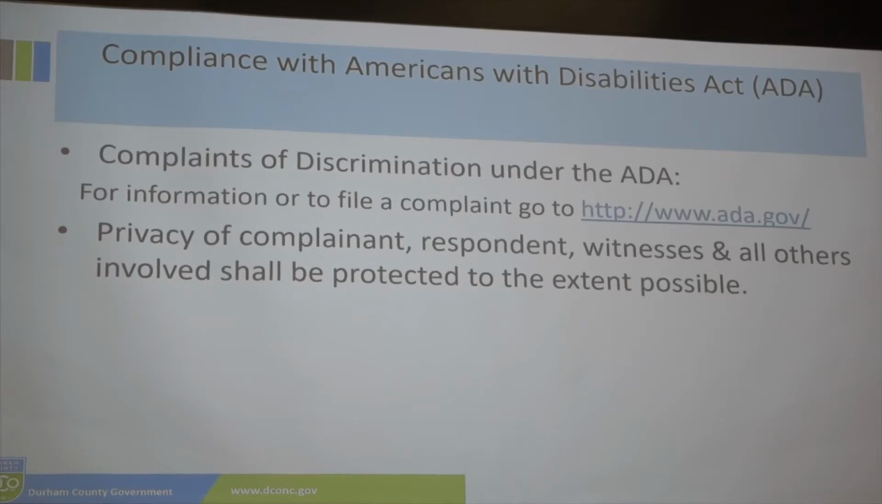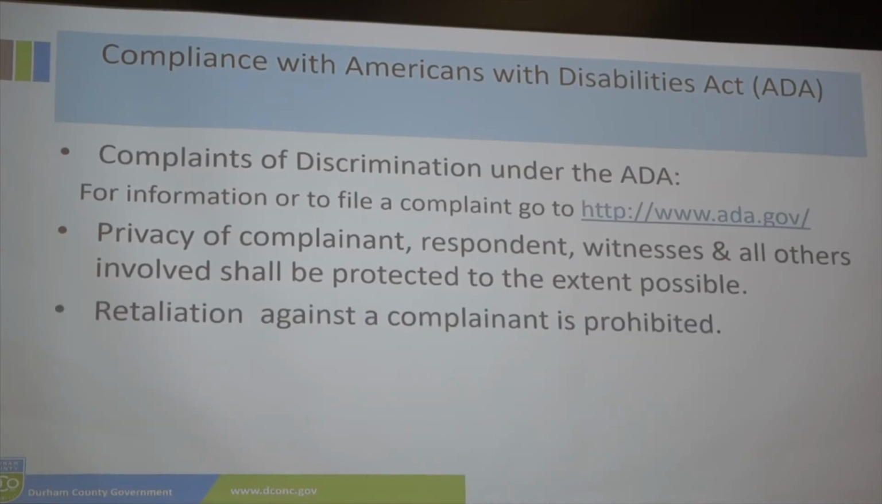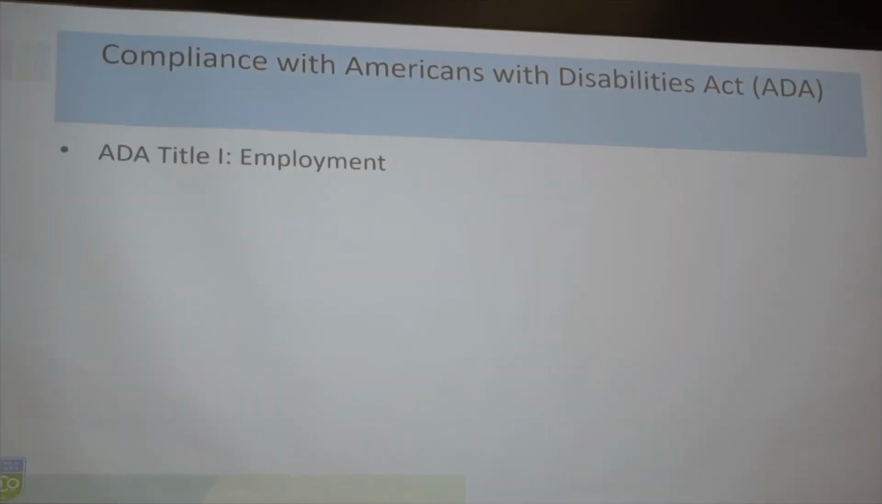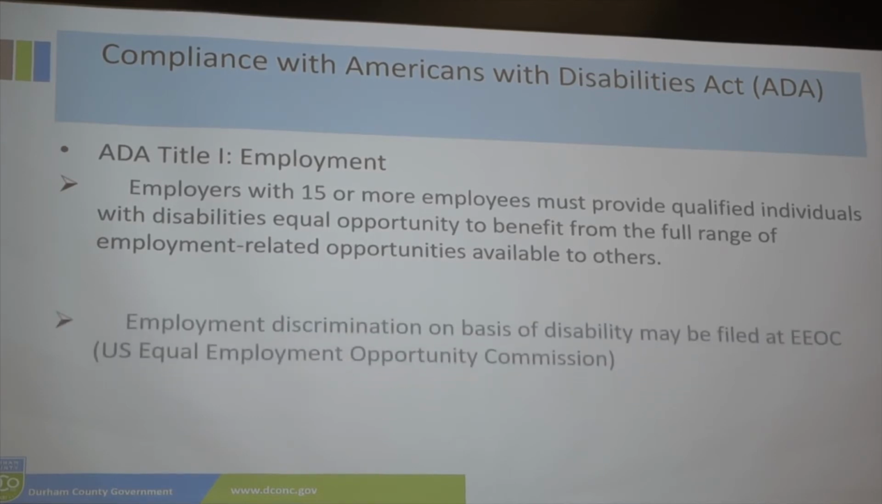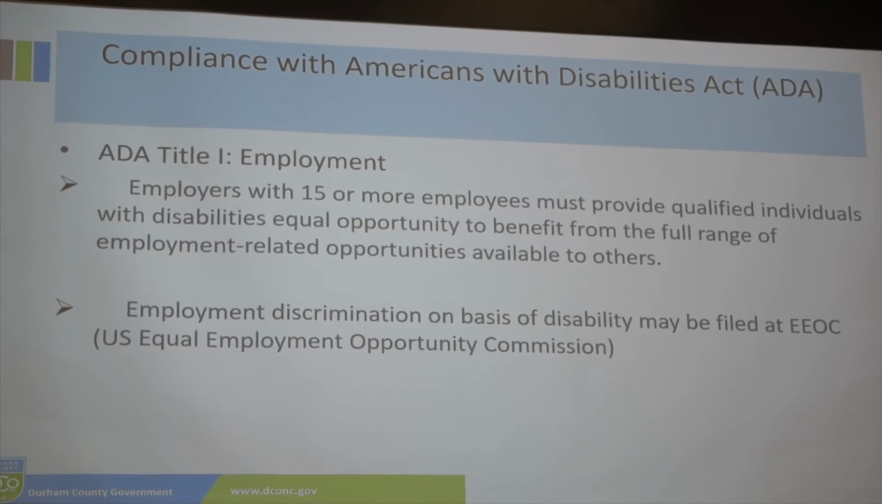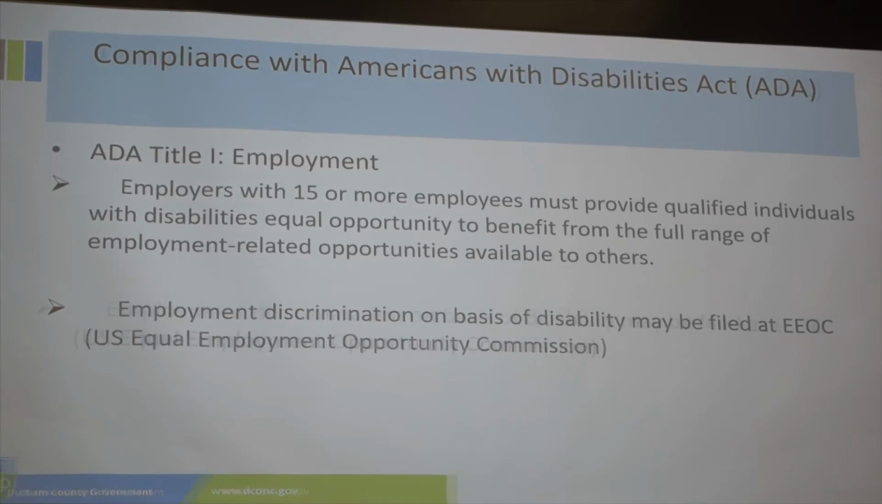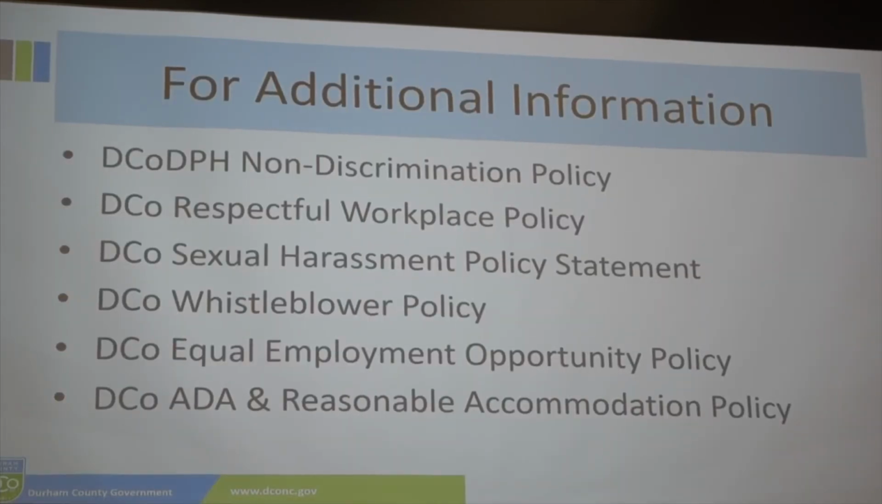And again, your privacy and that of respondents and witnesses is important and protected to the extent possible. And retaliation is prohibited. So under the ADA, employers with 15 or more employees have to give qualified individuals with disabilities equal opportunity to benefit from the full range of employment opportunities that everyone has. And employment discrimination can be filed at the EEOC, or the Equal Employment Opportunity Commission.